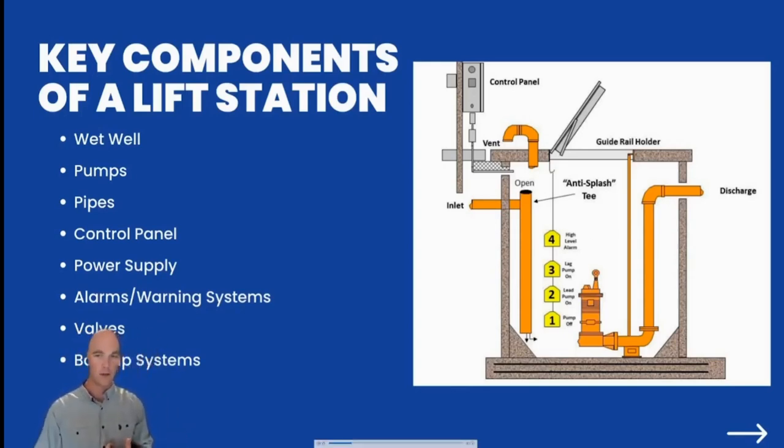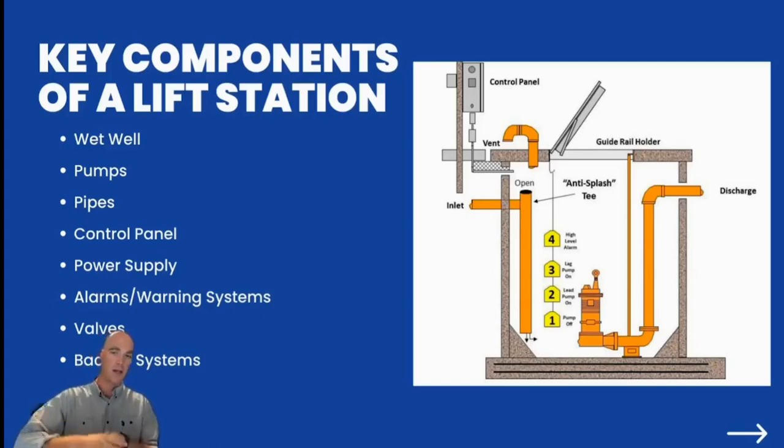So that's what you're seeing here, floats. You can have a pressure transducer, like a hockey puck sitting down at the bottom, or you can have some sort of ultrasonic device that hangs from the top and takes a signal down. The simplest, cheapest one is usually these floats. These floats are just like little rubber pieces. As the water hits it, it essentially talks to the control panel and then triggers certain events.